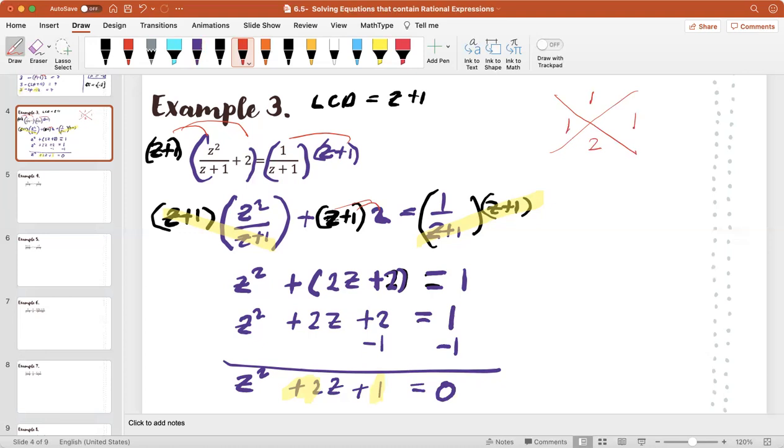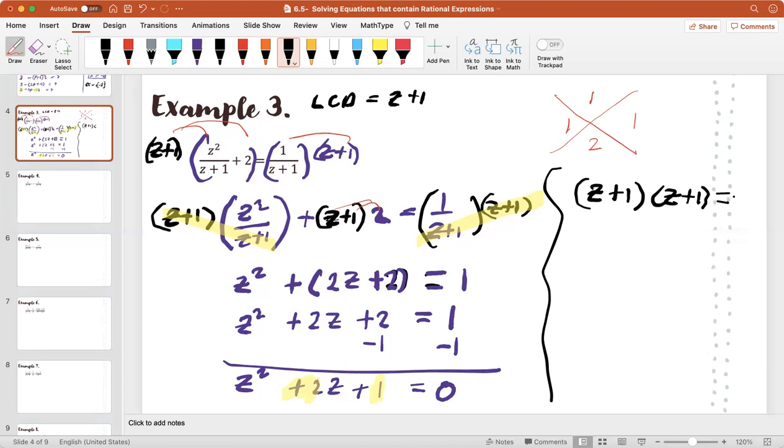Therefore, your factors for this equation, left side, you have z plus 1 times z plus 1. Same factors, so just solve one set. z plus 1 equals 0, minus 1, minus 1. So we have z, which is negative 1. If it's negative 1, let us check. Do we have a solution here or no solution at all?